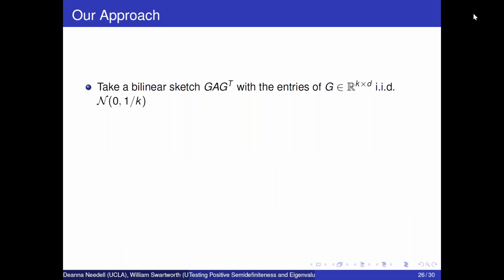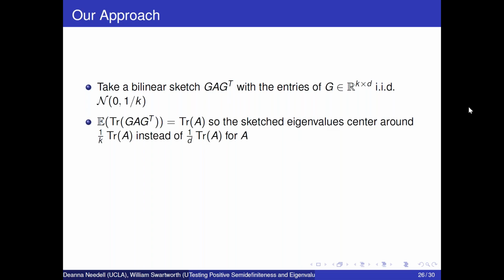And what we show is instead, if you sketch on the left and the right-hand side by the same Gaussian matrix G, so GAG transpose, then you have this problem that in the expected value of GAG transpose, all the eigenvalues are going to get shifted to be around the trace. This is the same problem we had for PSD testing.